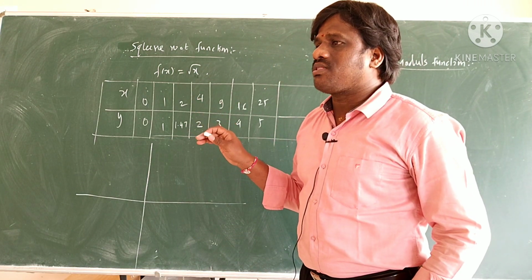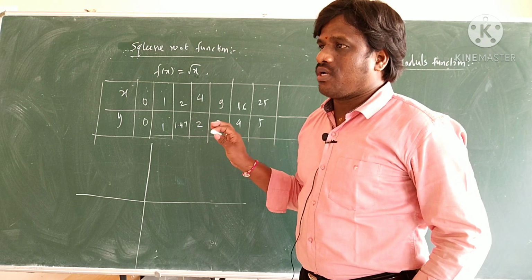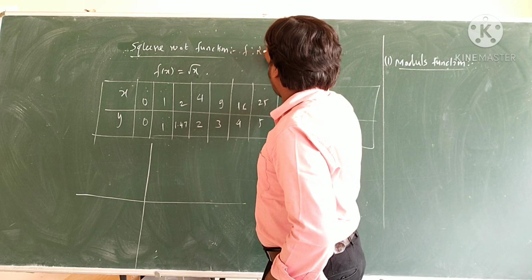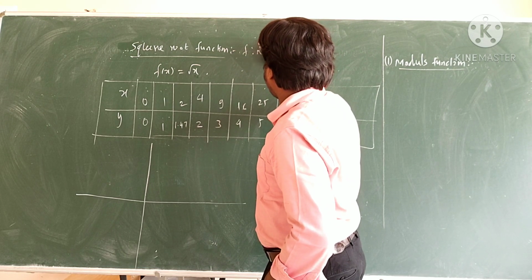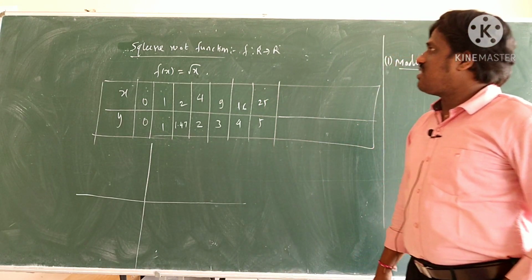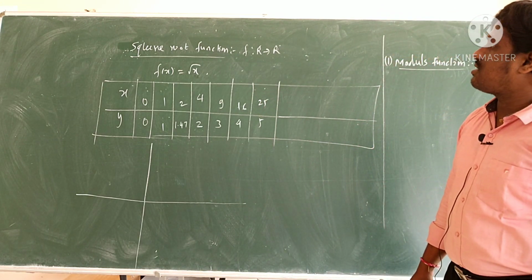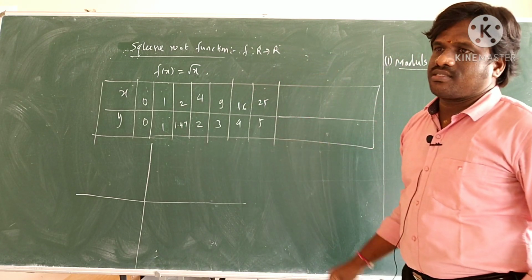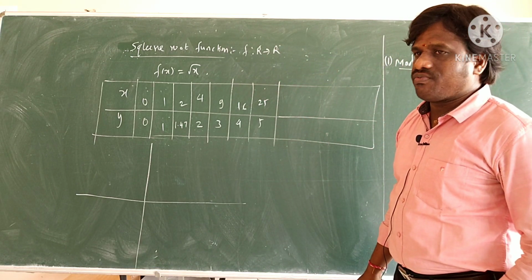What is root of -1? Iota. It's complex. So if we are discussing a function from R to R, real numbers to real numbers, what is a square root function? A function f: R to R is said to be a square root function if f(x) = root x. Okay, root x is a square root function.